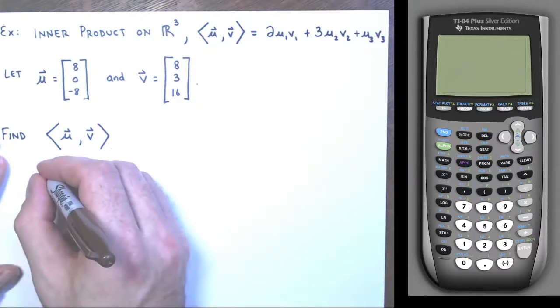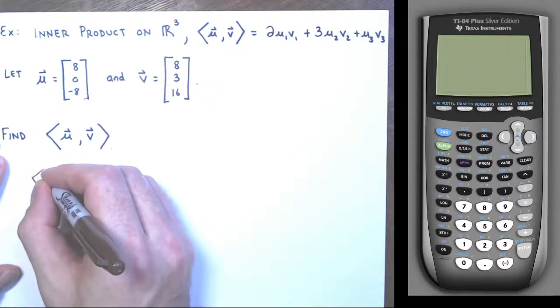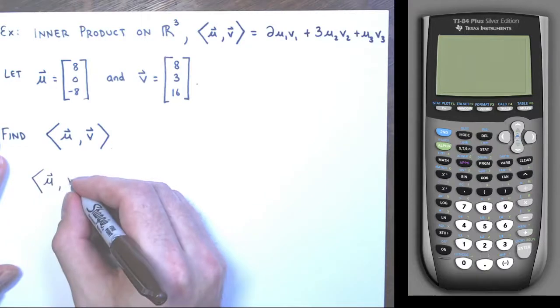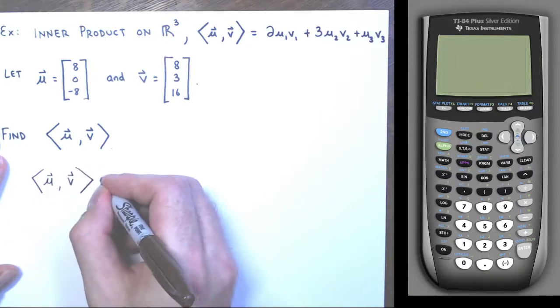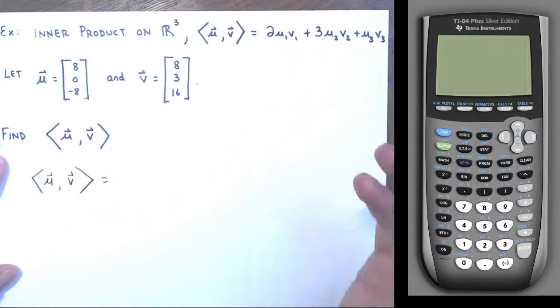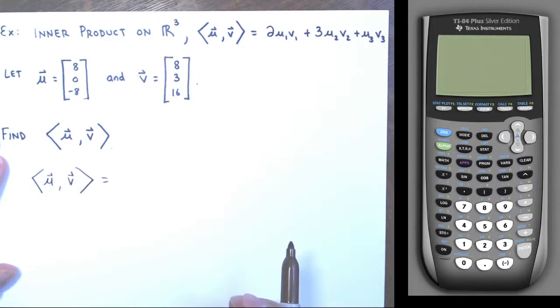Alright, so the inner product of this vector u and this vector v is, and it's just like any other expression, any other function. You're just plugging in and simplifying. It's really that simple. Just got to pay attention to the rules.